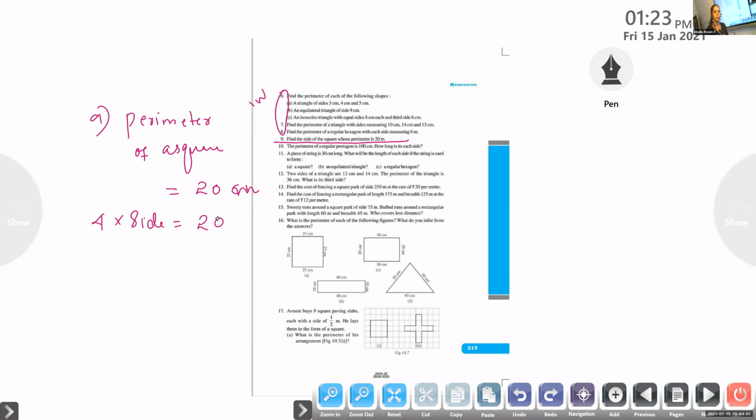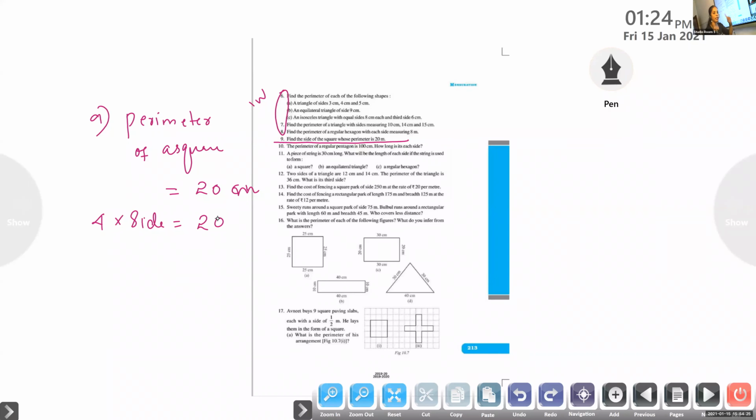Perimeter usually we used to find, right? Yes, ma'am. In those cases, side will be given. Clear? But here, the perimeter is given. Perimeter is given. We have to find the side. That I told you, that is the reverse question. Perimeter is given. We have to find the side. 5 centimeter. Okay, fine. 5 centimeter.